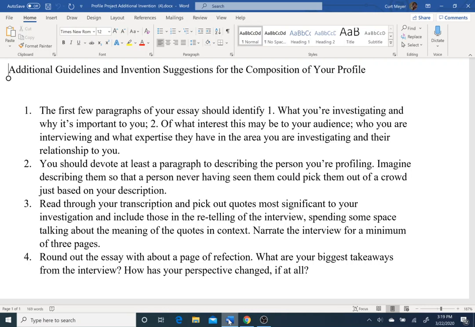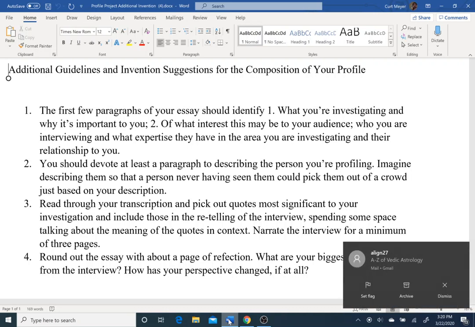So in your first couple of paragraphs, you should identify what you're investigating and why it's important to you. In other words, why are you invested in this particular investigation? What do you want to know? What's your passion? What's driving you with this? And of what interest may it be to your audience, right? How are you going to hook your audience into this?